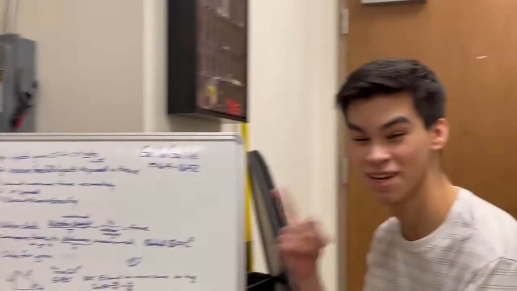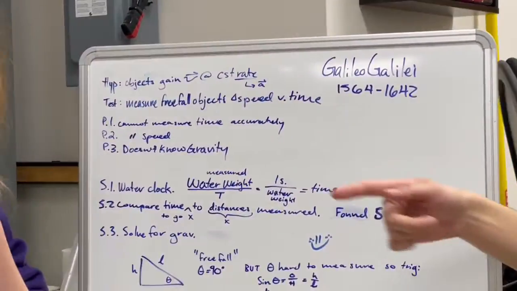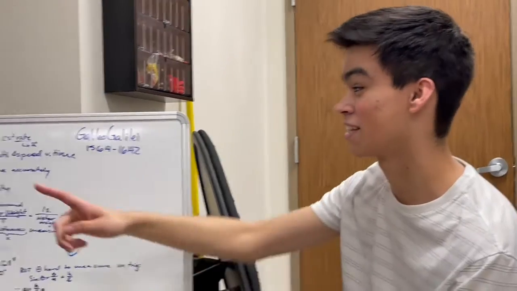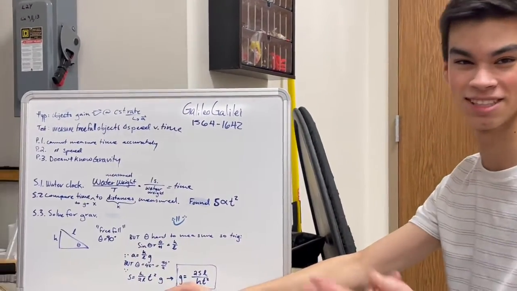However, there are many problems to that. The first one would be that he cannot measure time accurately. Another thing is they also cannot measure speed accurately. And the third one was he doesn't know what gravity is.